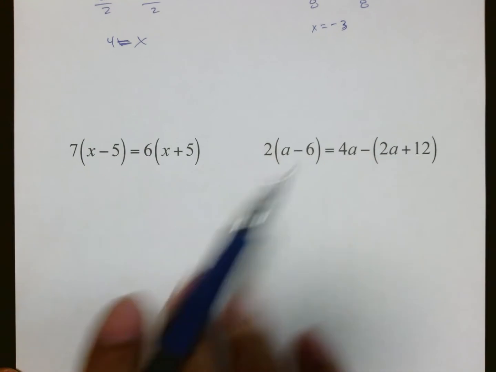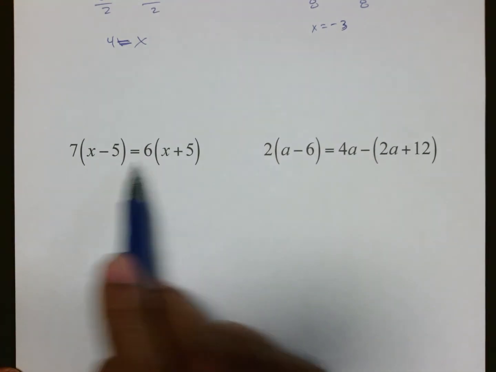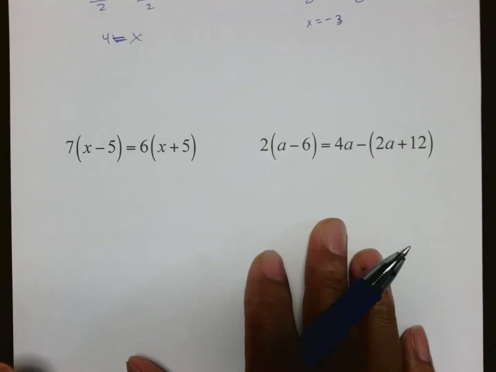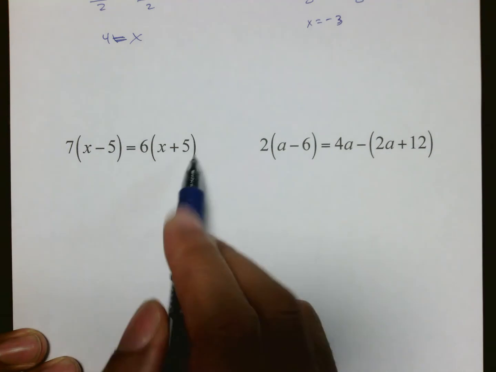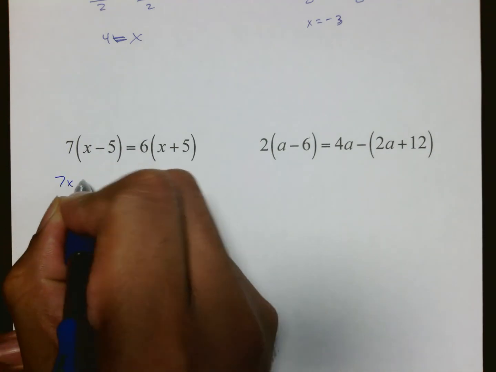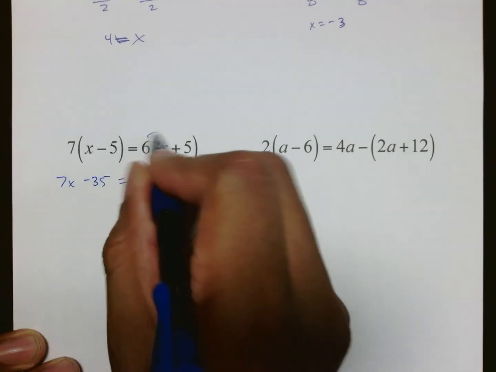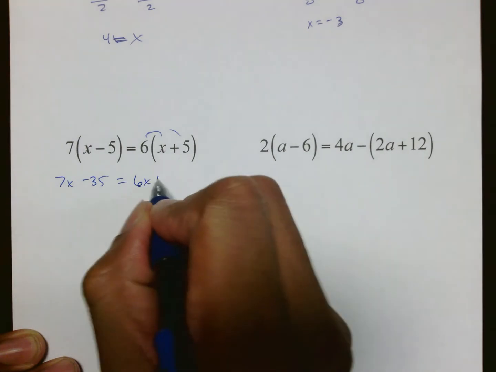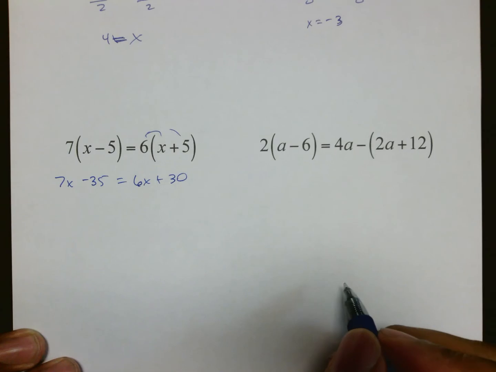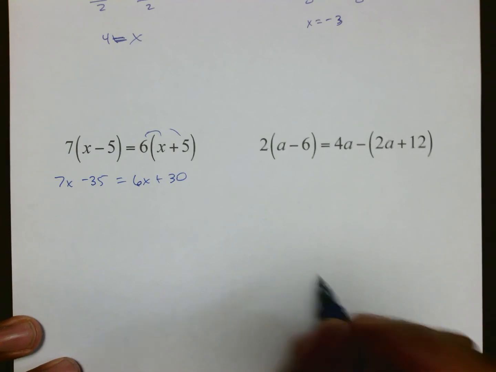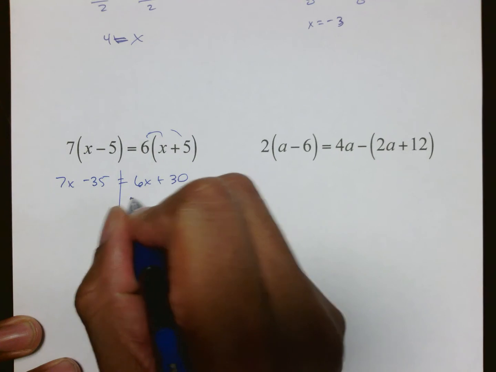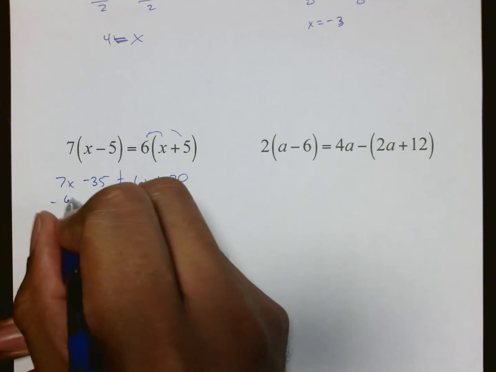Looking at the third example, you have 7(x - 5) = 6(x + 5). Again, this is not simplified, that is not simplified, so the first thing we must do is distribute: 6x + 30. And from there, again, we want to move the smaller x, knowing that this is our middle, so subtract 6x from both sides.